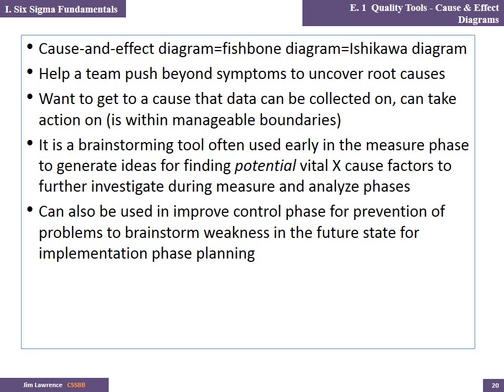You want something you can get action on, you can get data on. You want it to, of course, be within your manageable boundaries, something that you can get data on and do something about.